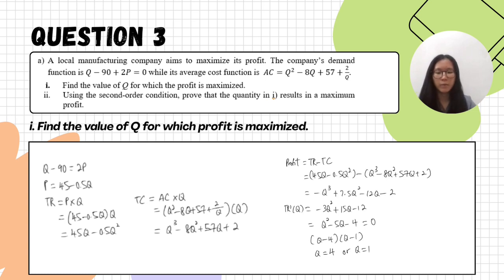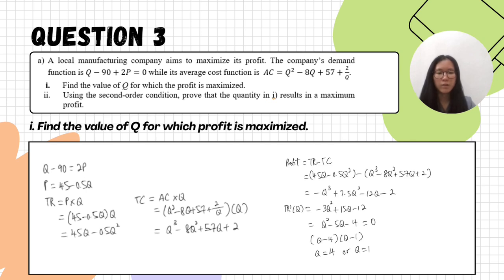I will explain question 3. Question 3 gives the demand function and average cost function. First, we use the demand function to find the price. Price equals 45 minus 0.5q. To find the total revenue, we multiply price by q, which is quantity. We get 45q minus 0.5q squared equals total revenue.